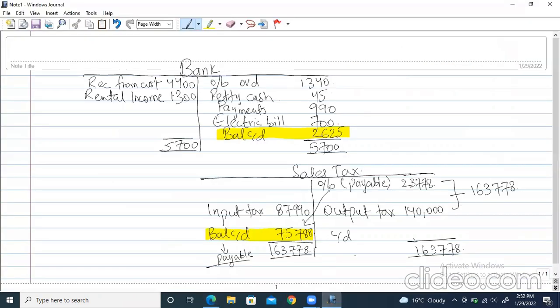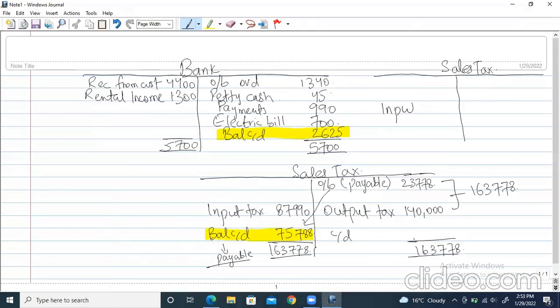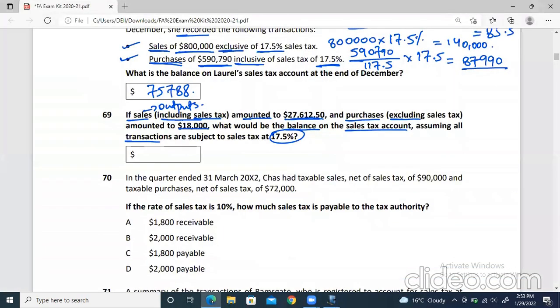So we have to make a sales tax account again over here. There is no opening balance, simply the inputs and the outputs. Let's calculate how much the output is first, from sales. 27612.5. You see, this is the inclusive amount, and this amount actually has the tax element already added into it. So we'll divide it by 117.5, and what we need is 17.5, just the tax element.